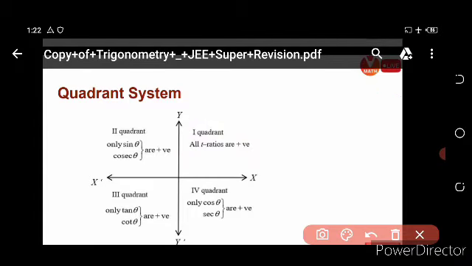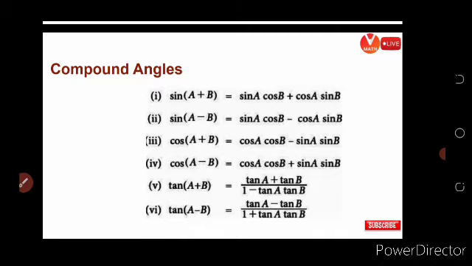Then come to compound angles. Sin A plus B is equal to sin A into cos B plus cos A into sin B. We learned all these things in the 10th standard. Okay, sin A minus B is equal to sin A into cos B minus cos A into sin B. Cos A plus B is equal to cos A into cos B minus sin A into sin B, only a minus sign. Similarly, cos A minus B is equal to cos A into cos B plus sin A into sin B.